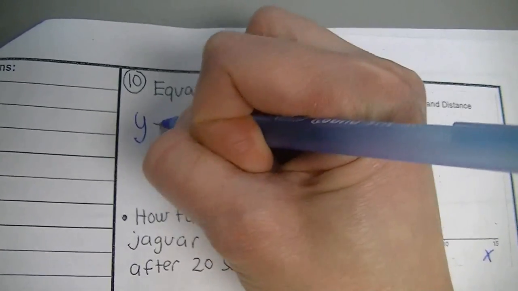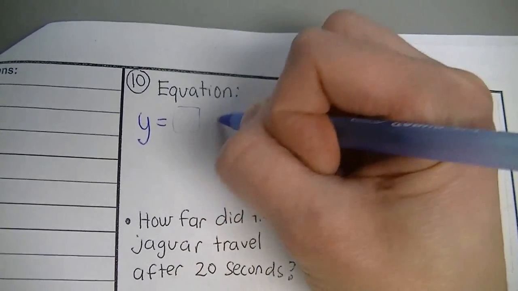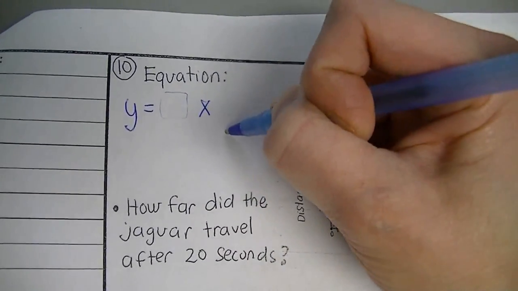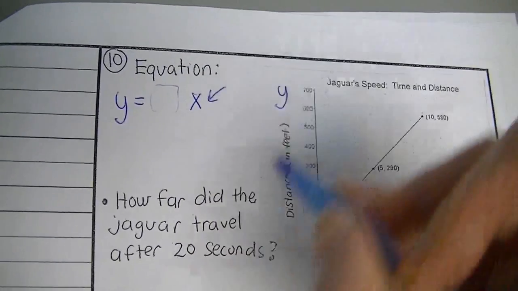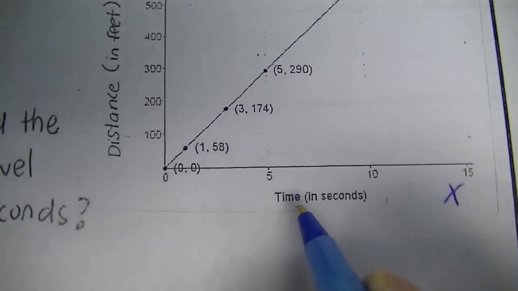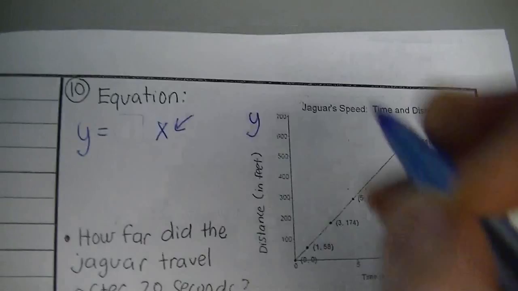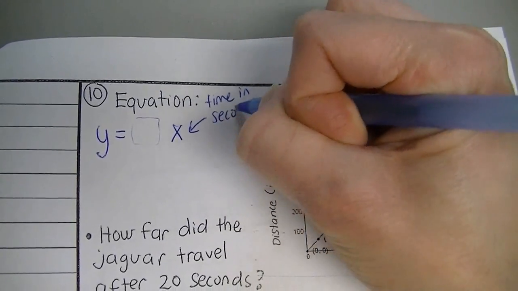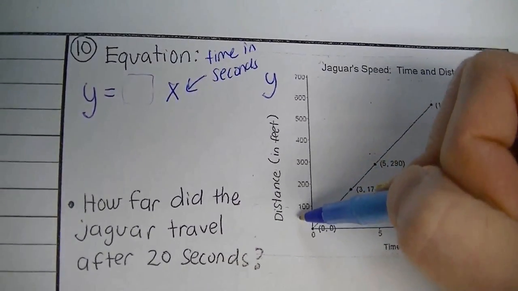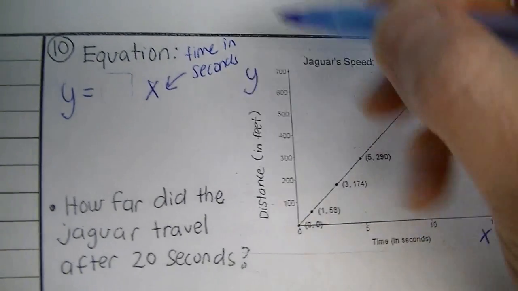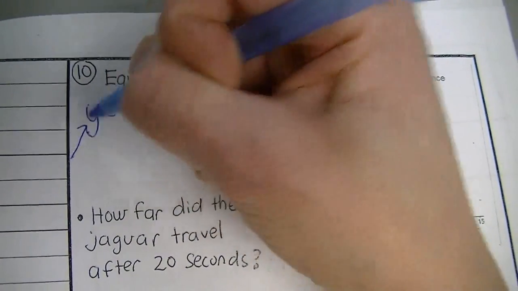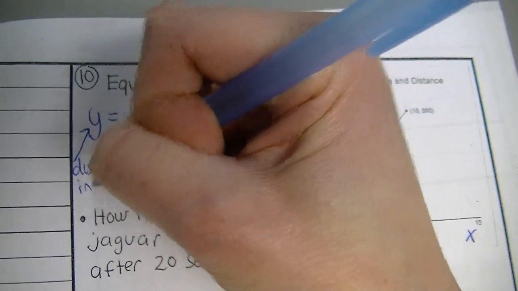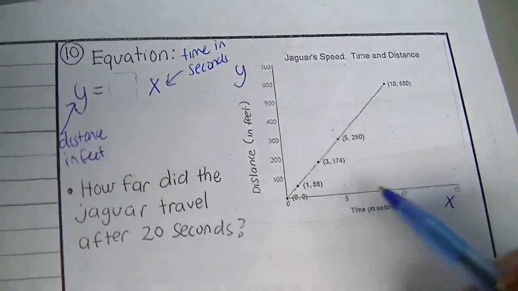And I'm going to get started on this equation, okay? So it's going to be y equals, I'm going to leave a spot for the unit rate, times x. And I can start labeling right now because it's on my graph. So x stands for, let's look at the x-axis, time in seconds. Time in seconds. Okay, and then the y-axis is distance in feet. So I'm going to write distance in feet. Okay, now let's go ahead and figure out the unit rate.